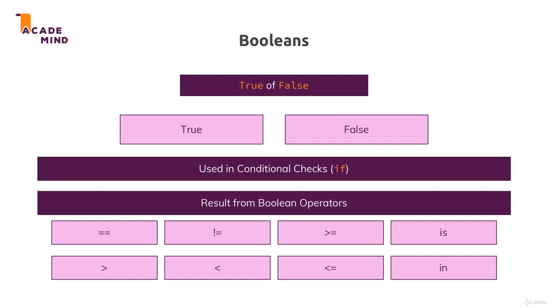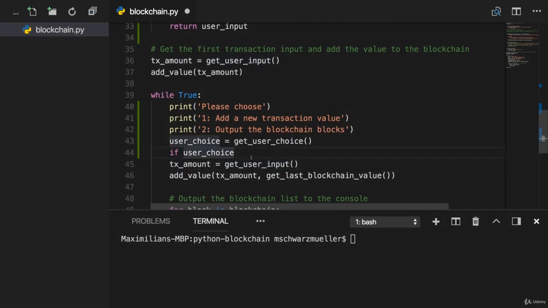So with these Boolean operators, we can compare 2 values, and depending on the result, we'll get back true or false. So in our case here, we want to check if user choice equals 1, for example, because we're telling the user enter 1 if you want to add a new transaction value.